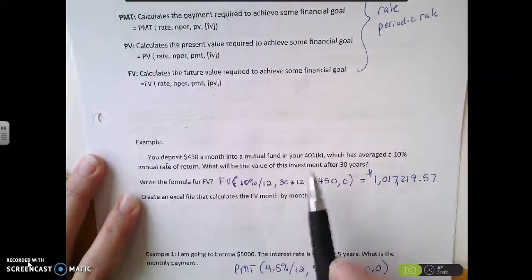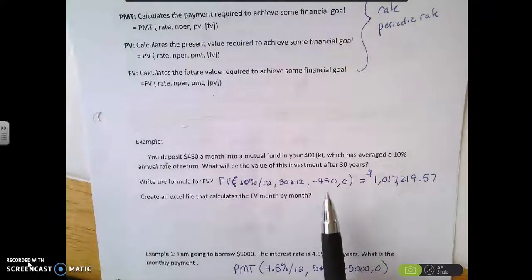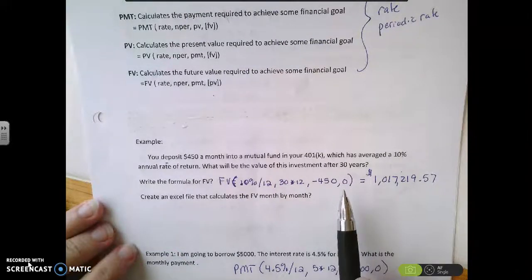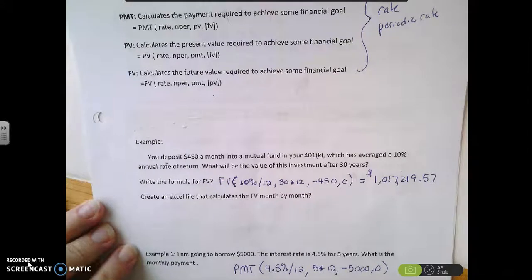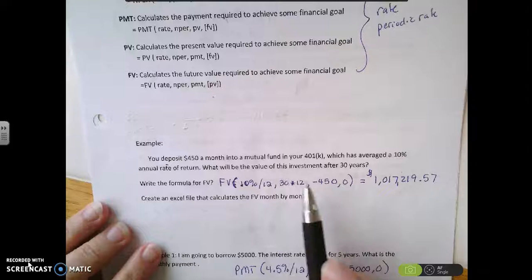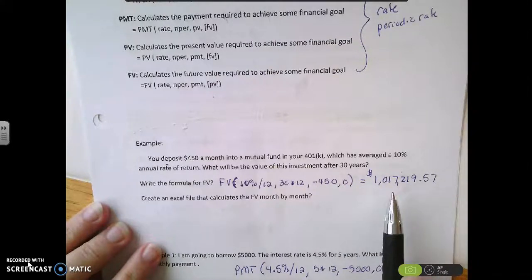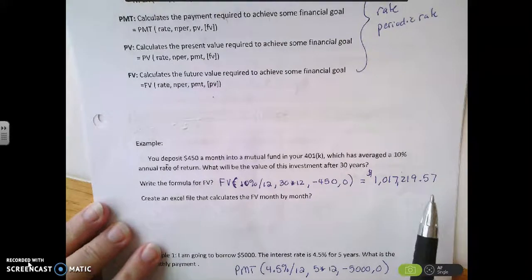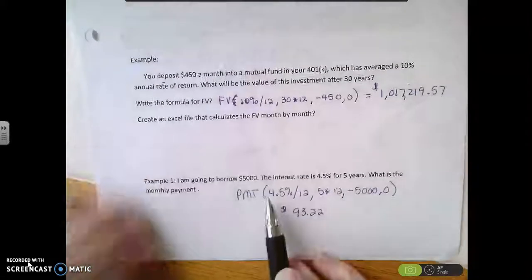Payment, which is -$450. Now the negative is because you're giving money to the bank. It's coming out of your funds and going to the bank. And the zero is the future value. The present value, which means you're starting off at zero. And when I put all of this into my Excel spreadsheet, I end up with $1,017,219.57.